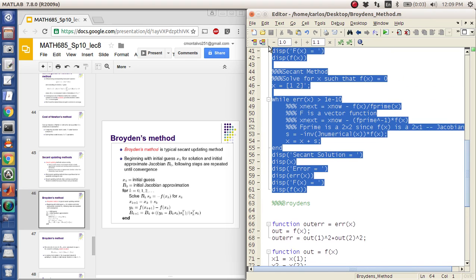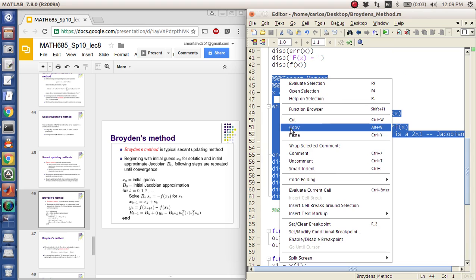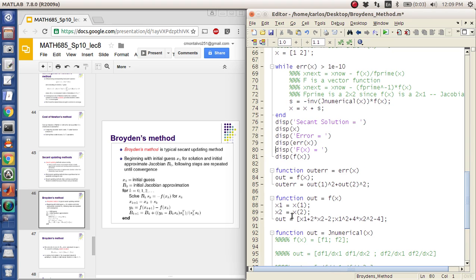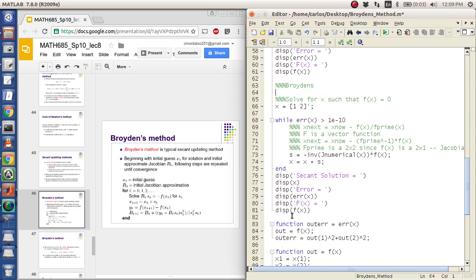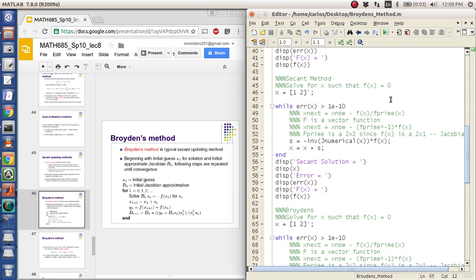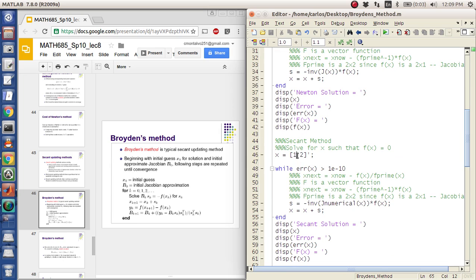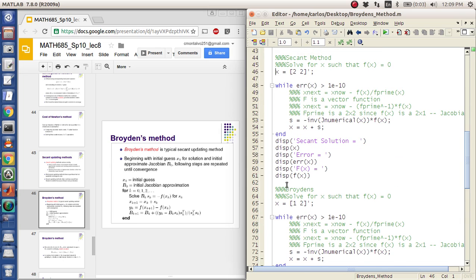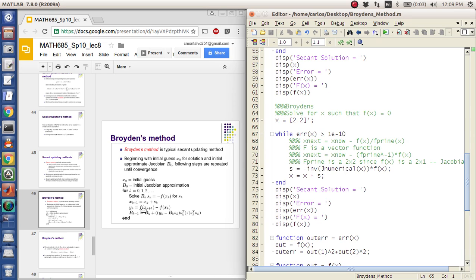So what we're going to do is literally copy this entire thing. Copy, paste. We're going to get rid of secant. I'm going to use the exact same initial conditions. Did I use the same? Oh, I used 2, 2 there. Maybe that's why I got different results. And now basically we're just going to follow this.